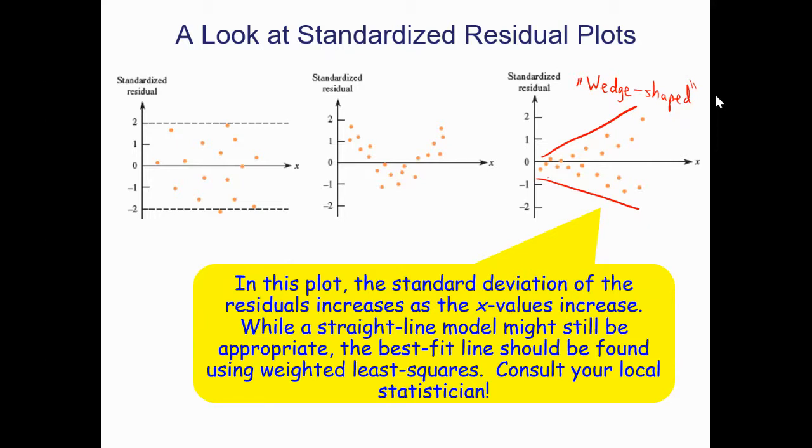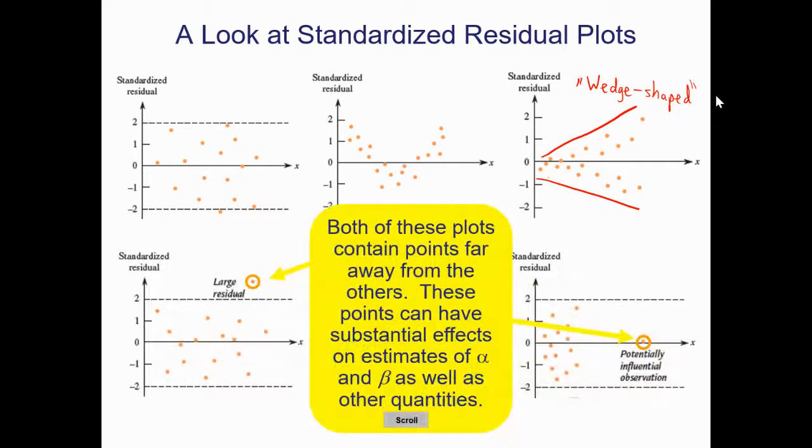And then what about those last two? That's right. There are outliers. Those last two both have outliers. So both of these plots contain points that are far away from the others, and those outliers can have substantial effects on your regression line. In each of those cases, you would go find that observation and try to see, was there an error? Did the person entering it type 72 instead of 27? Stuff like that.